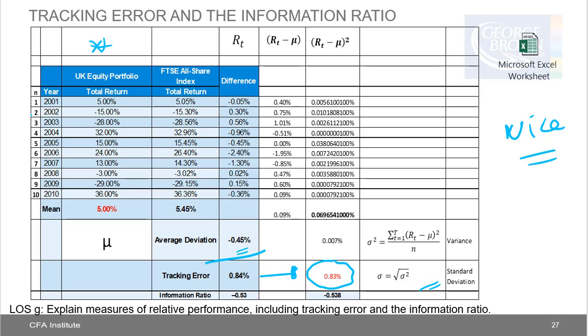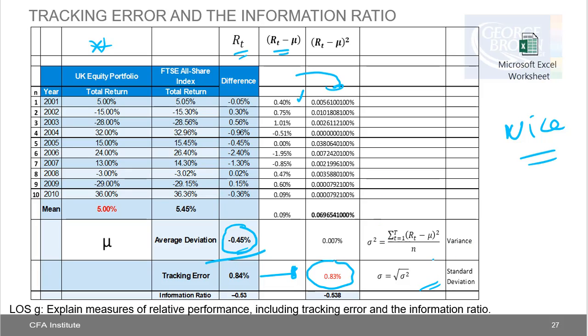So I just wanted to show you. So here we are with the table. We had 10 years of data. We had the equity portfolio total returns, and we had the benchmark returns. So we calculated the difference, and that's my RT. That's the difference. And so then we could calculate the average deviations. Okay. So then this column, the difference minus the average deviation. So we could see negative 0.05% minus a negative 0.45%. So that would become a positive. We've got 0.4%. And then if we square that, we've got this column, okay?